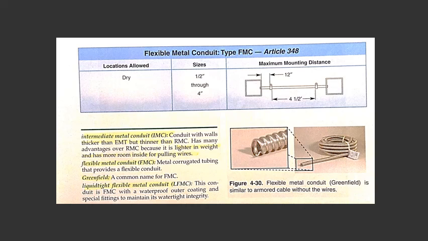Code alert, section 348.60. Where used to connect equipment where flexibility is required after installation, an equipment grounding conductor shall be installed. Where flexibility is not required after installation, FMC shall be permitted to be used as an equipment grounding conductor when installed in accordance with 250.118.5.